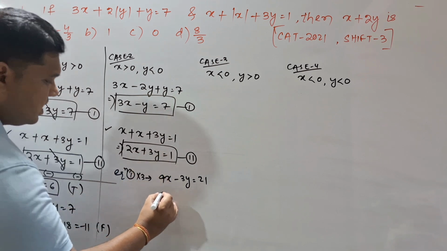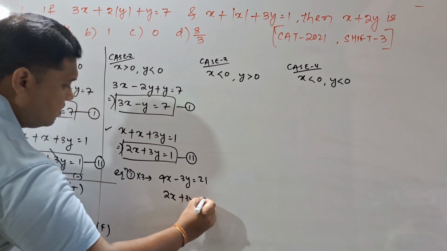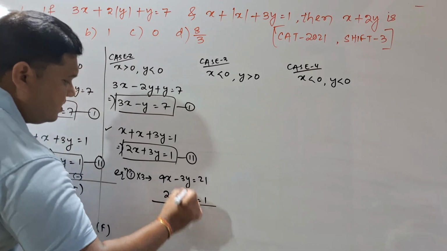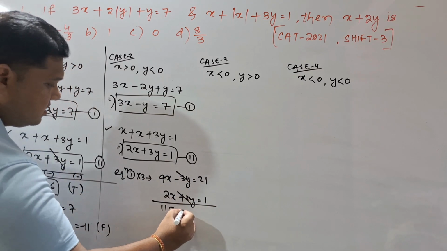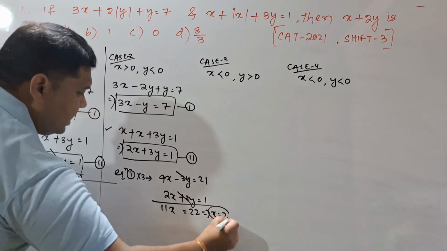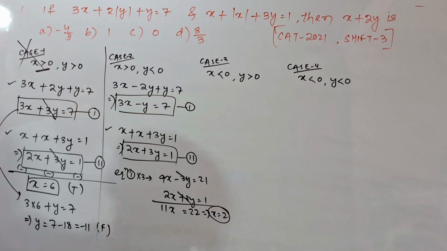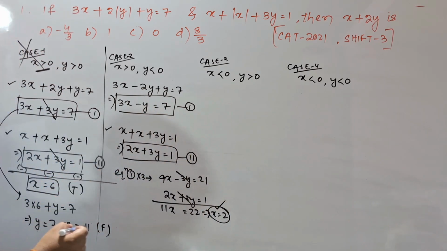Similarly, here just write as it is, equation 2: 2x plus 3y equal to 1. If I simplify, this gets cancelled. If I add this, this is 11x, equal to 22. So x is equal to 2. Achha, if the x value here is 2, now put it in equation number 1, what will I get?